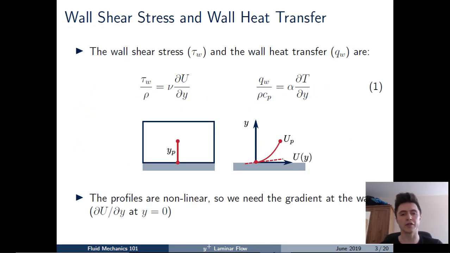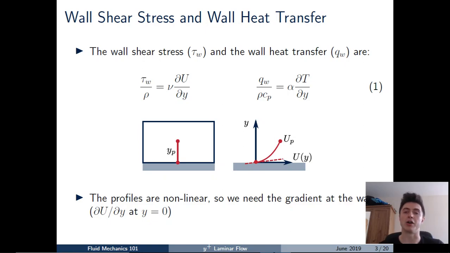So just to start things off, generally, how are the wall shear stress and the wall heat transfer calculated? Now, if we start with equation 1, we see that the wall shear stress tau is given by the product of the kinematic viscosity nu and the velocity gradient at the wall. In a similar fashion, the wall heat transfer Q is calculated by the thermal diffusivity alpha multiplied by the gradient of the temperature at the wall.